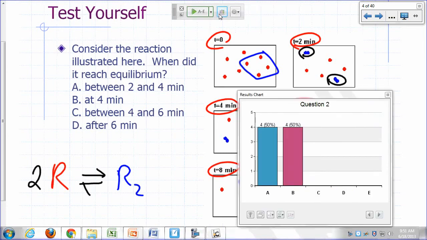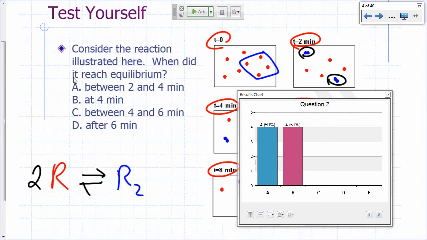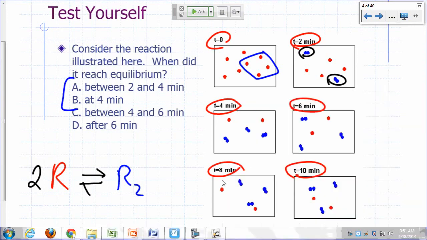All right, let's see. 50-50. What are the popular answers? A and B? All right. Okay. Let's convince your neighbor your answer is right. Who picked A and who picked B? Okay. Why did you pick B?